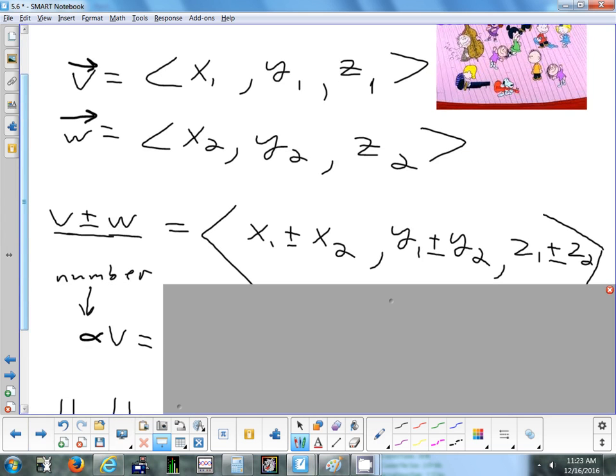Anybody remember what you call this when you put a number in front of a vector? It was a something product. What does it do when you put a number in front of a vector? It can do a couple things. It's a scalar product, right? Scale means you can scale things larger, or you can scale it down and make it smaller.